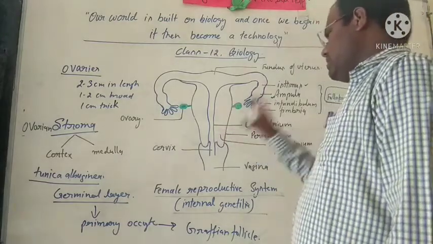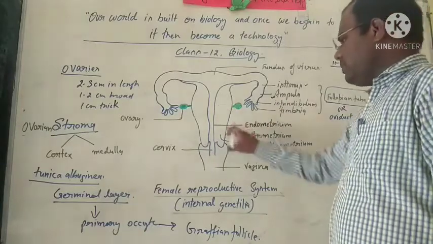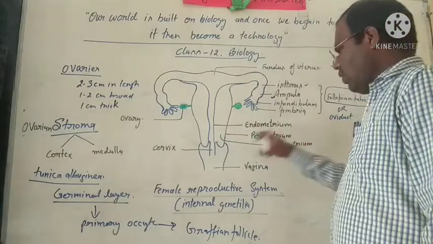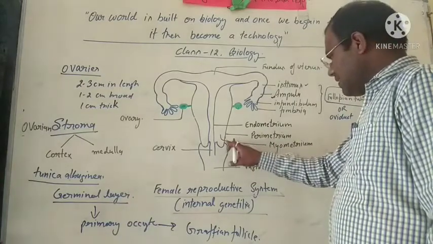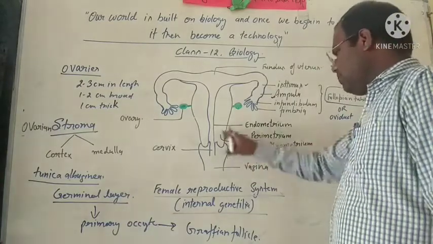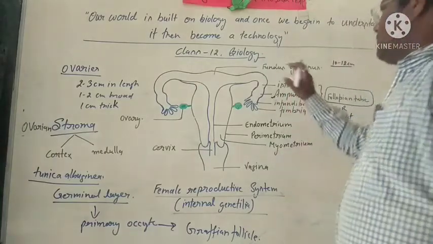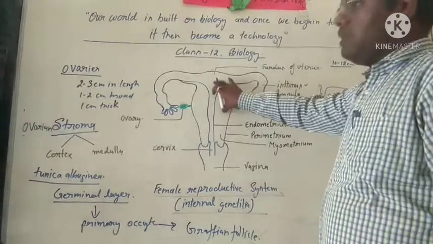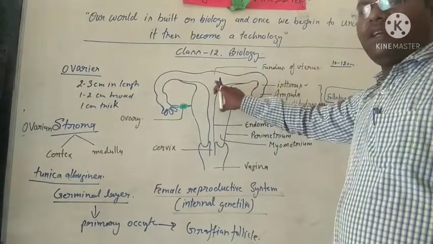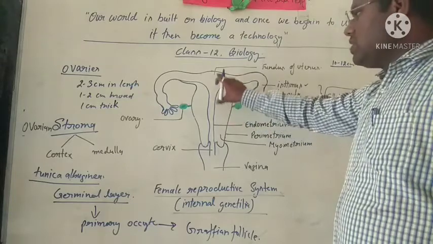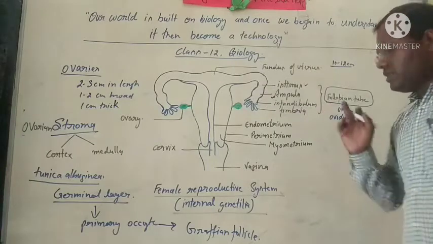The uterus has three membranes. The inner membrane is called the endometrium, the outer membrane is called the perimetrium, and the middle membrane is called the myometrium. The function of the uterus is to hold the baby during the development of the embryo.